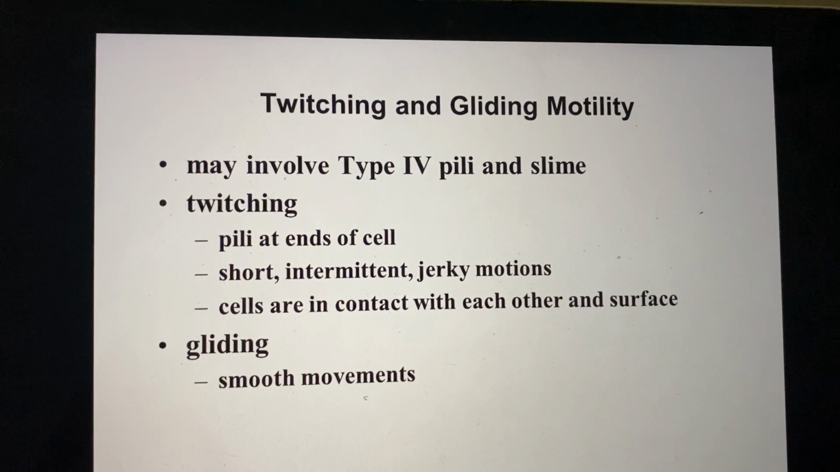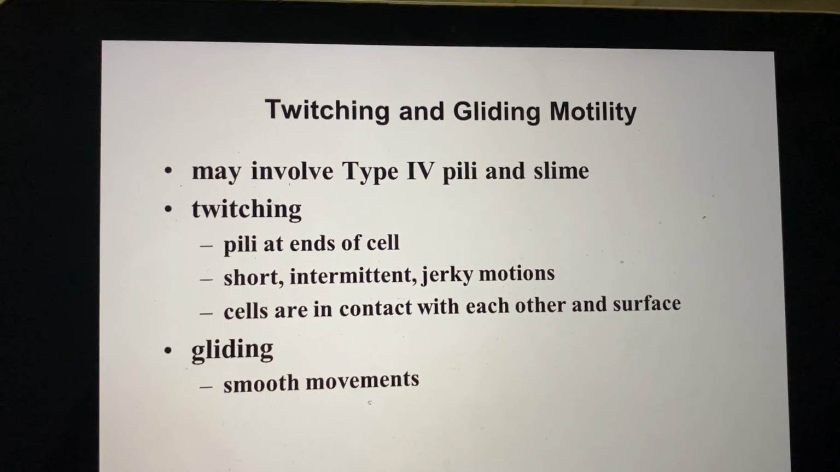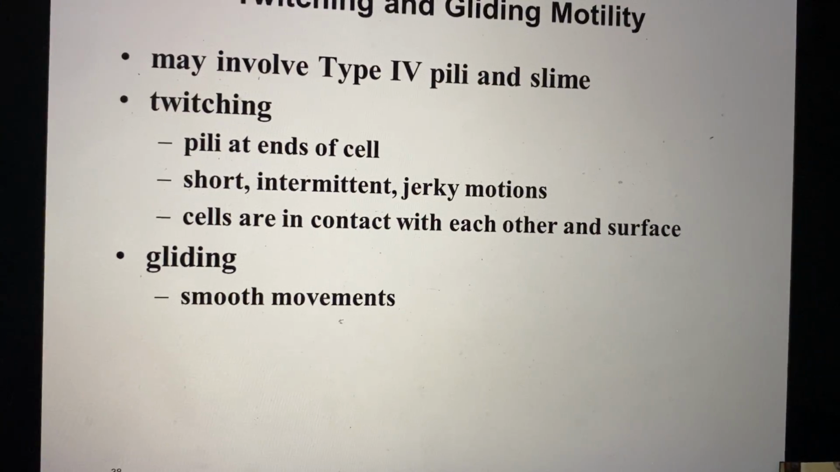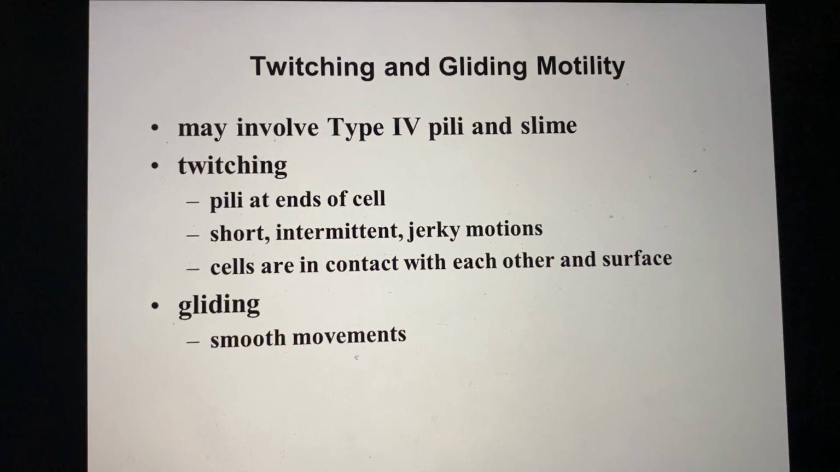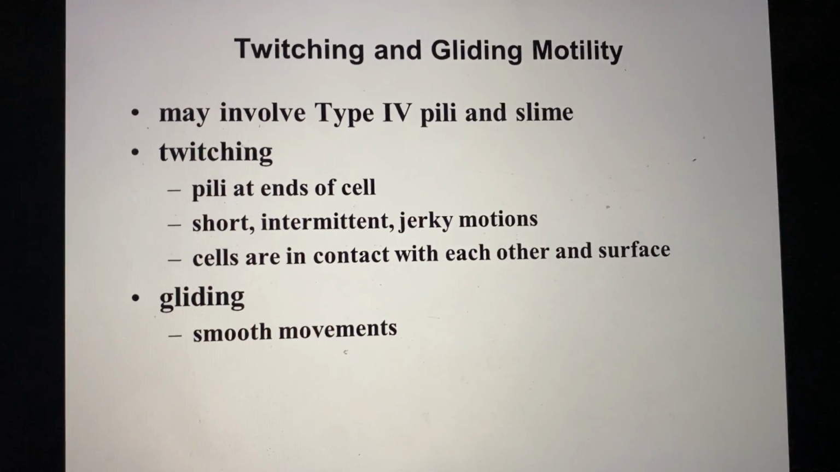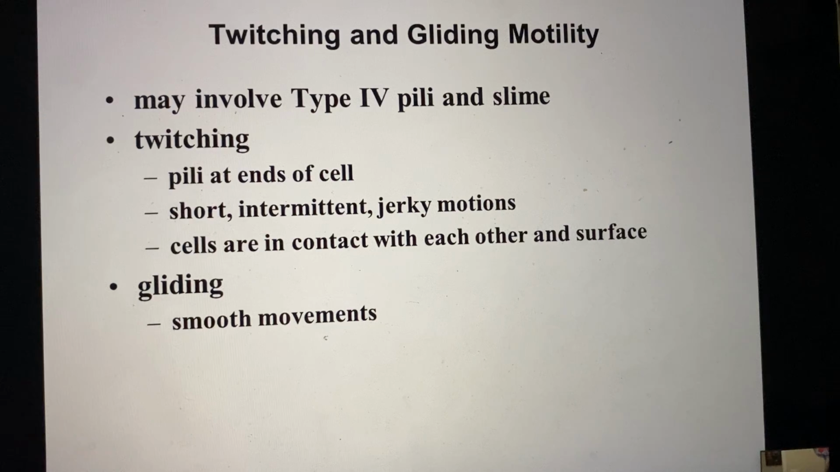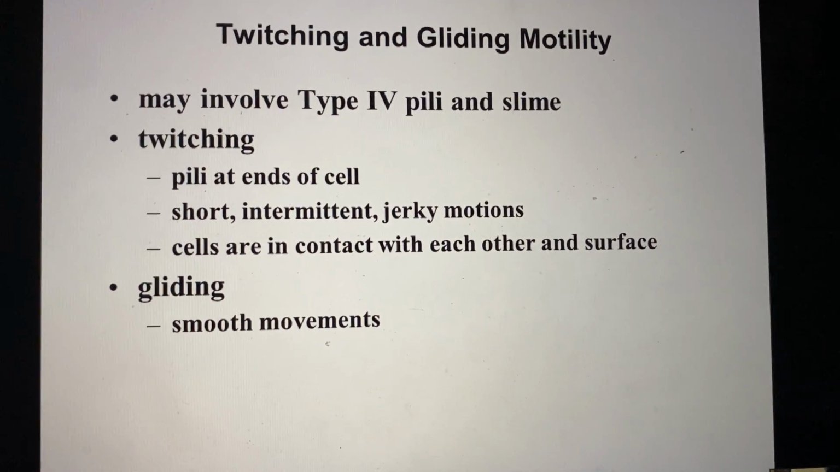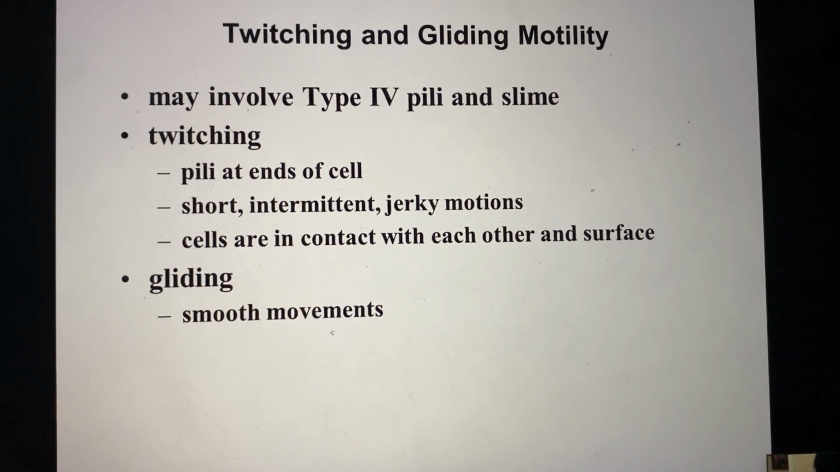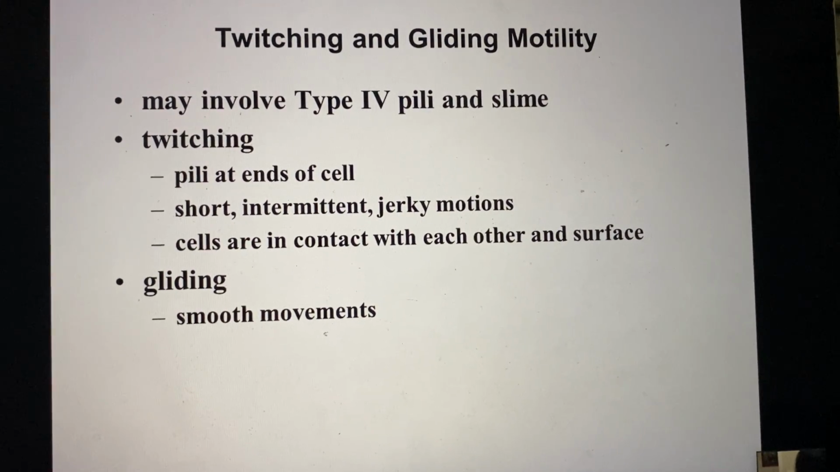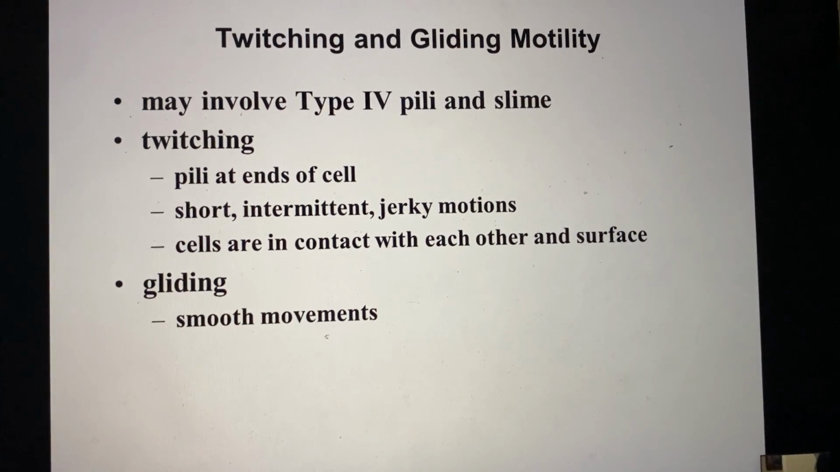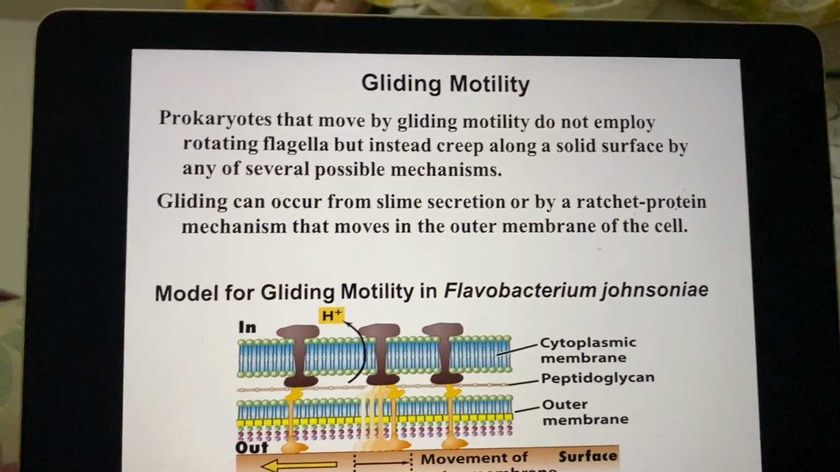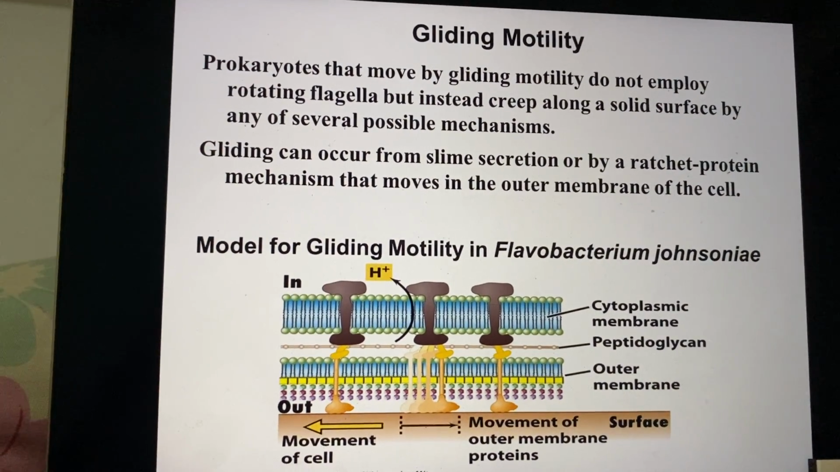This twitching and gliding movement will involve type 4 pili and the slime also. Twitching will be where pili at the ends of the cell will help in contact of the pili with the surface, and then flipping the cell over to make it into a twitching movement. So this movement is very short, intermittent, jerky kind of movement. And cells are always in contact with each other as well as with the surface when they do this twitching movement. And of course, the gliding movement is a very smooth kind of movement, which is depicted in one or two of these slides that we show a little bit.